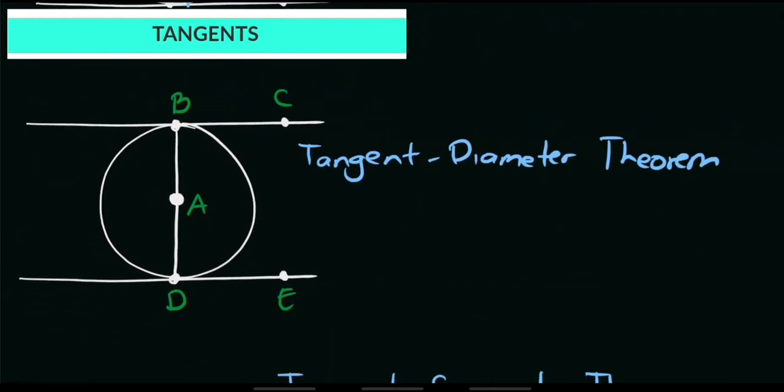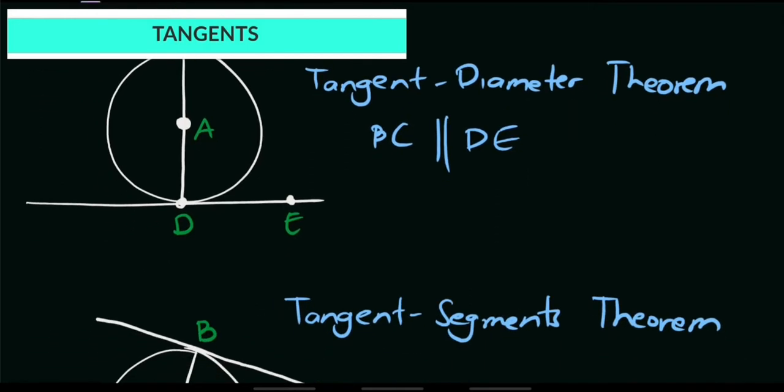According to its definition, the tangent diameter theorem states that the tangents to a circle at the endpoints of a diameter are parallel. For example, we have these two lines, line BC and line DE. If their points of tangency are the endpoints of a diameter, automatically BC, which is our tangent, and DE are parallel. Again, parallel lines are lines that do not intersect, okay?